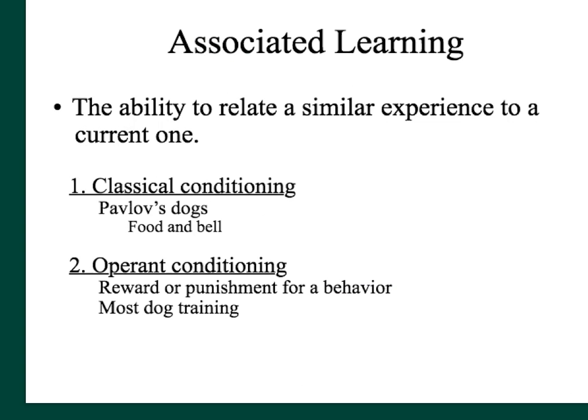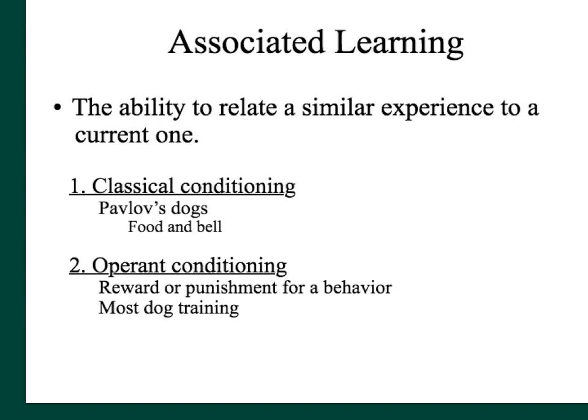When we talk about associative learning, this is the ability to relate a similar experience to a current one. There are two main types of associative learning. One is classical conditioning, which we were talking about when the bell so conveniently rang during my lecture. But we know, like with Pavlov's dogs, even though in reality a bell does not truly represent I'm going to be fed, if a dog has been trained that I'm going to ring the bell before every time I feed you, their body starts to respond to that bell as a sign that dinner's coming.